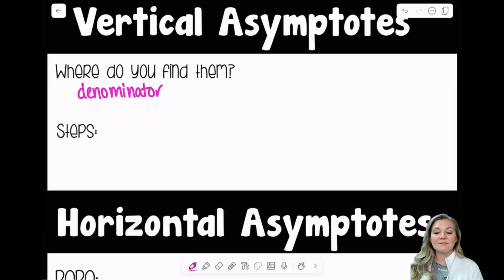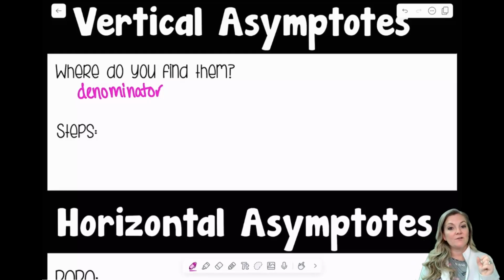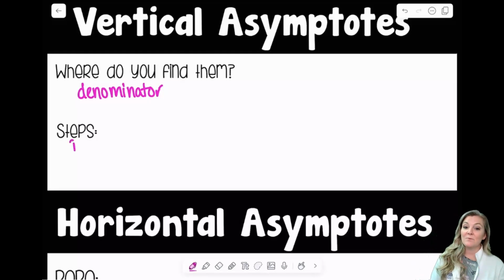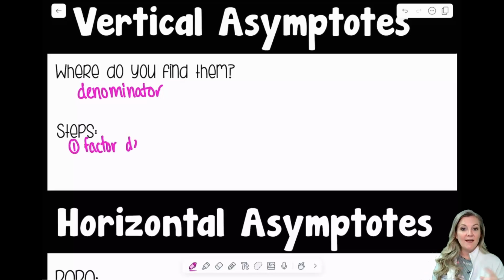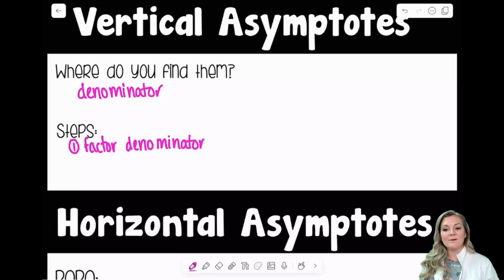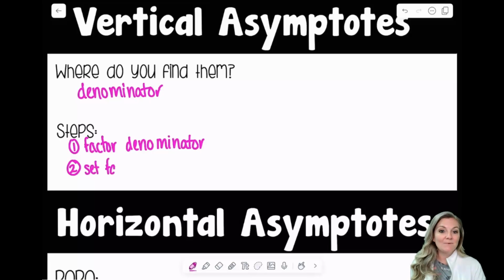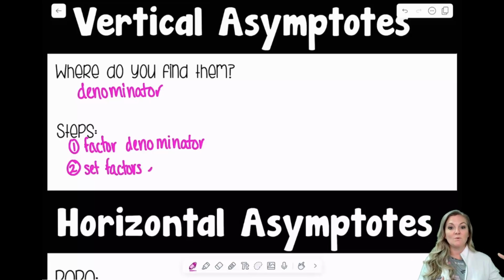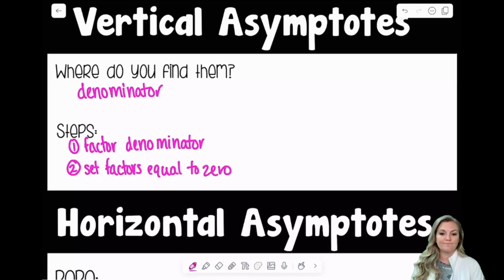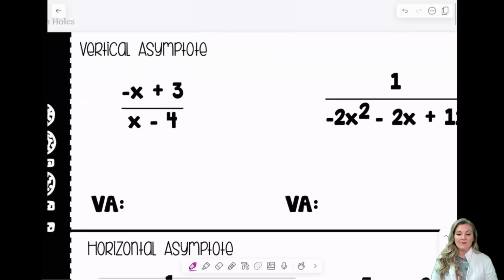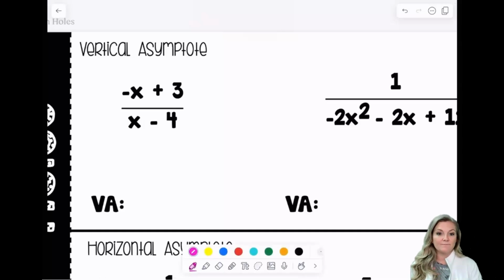And our steps, we have two of them. We are first going to factor the denominator if we need to. Sometimes we don't need to. Sometimes it requires GCF, sometimes it requires factoring trinomials, sometimes it requires both. So first step is to factor the denominator. The second step is to set those factors equal to 0, and that is what's going to give us our vertical asymptotes.